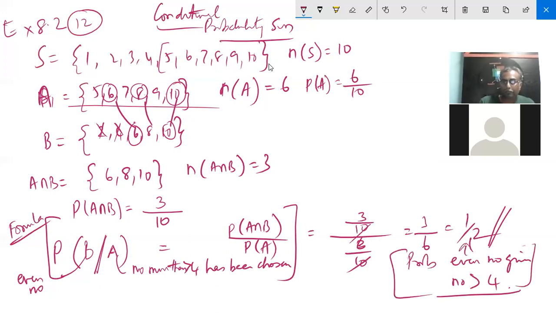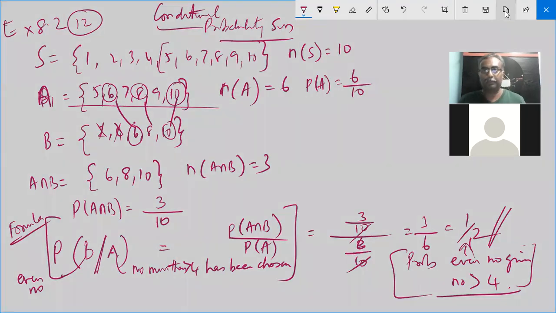Is equal to half. Okay. So this is the 12th sum. This is a simple sum. This is not Bayes' theorem. Bayes' theorem is slightly more complex, but Bayes' theorem is very clear. All you have to do is put the things in the correct place.